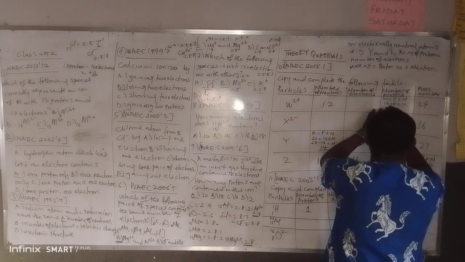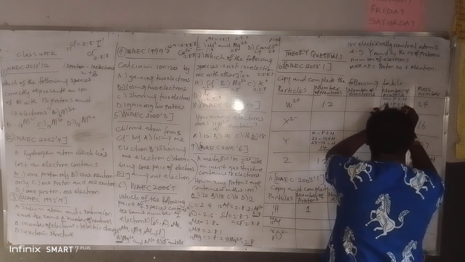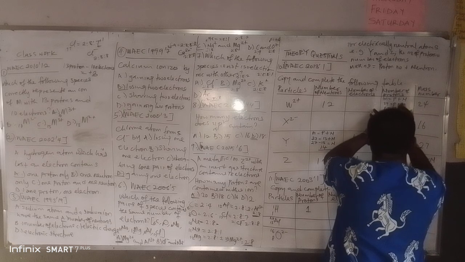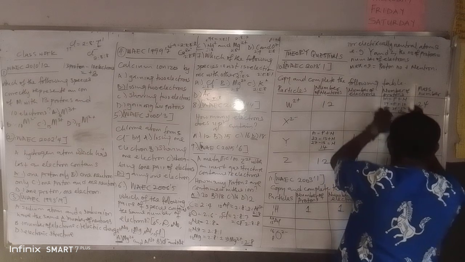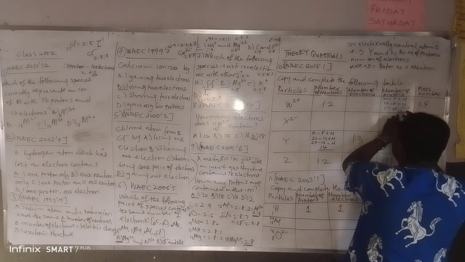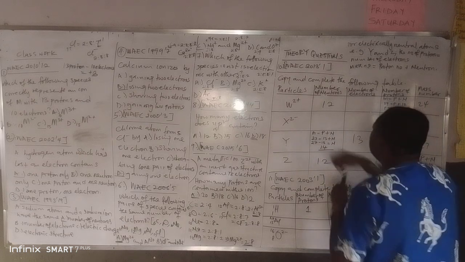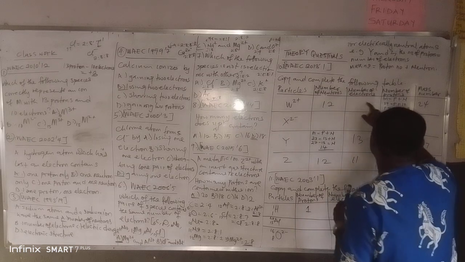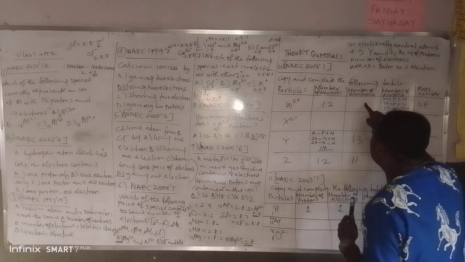So what do we do? Take this one, our proton number will now be 24 minus 12. So the answer is 12. So now our proton number is 12. If the proton number is 12, and if we did not carry these 2 plus, the proton number will also be equal to the electron number, which will also be 12.